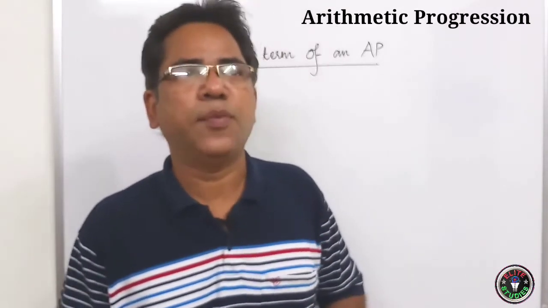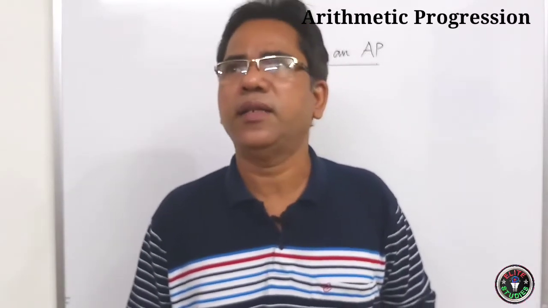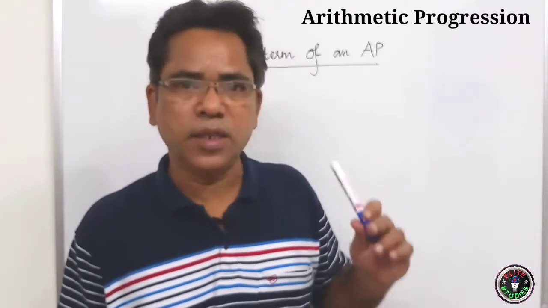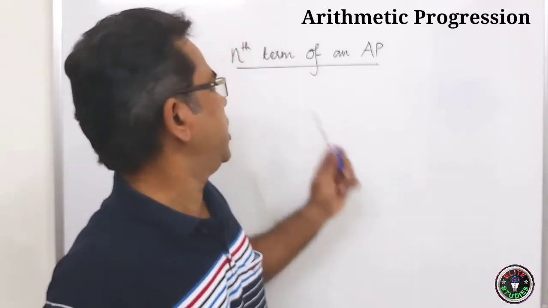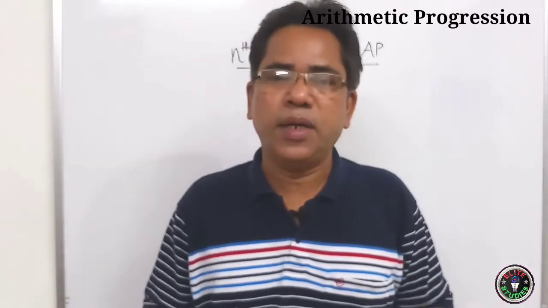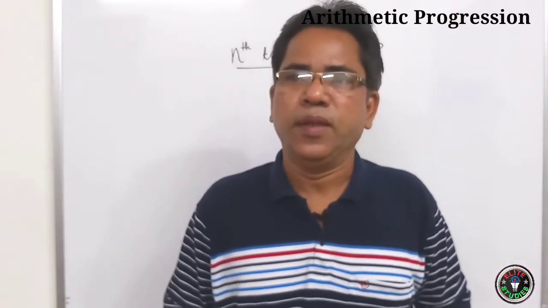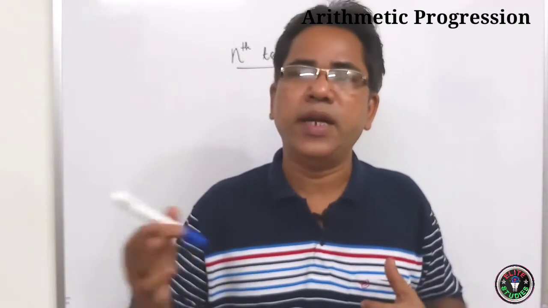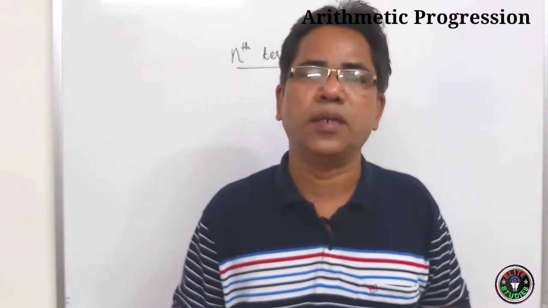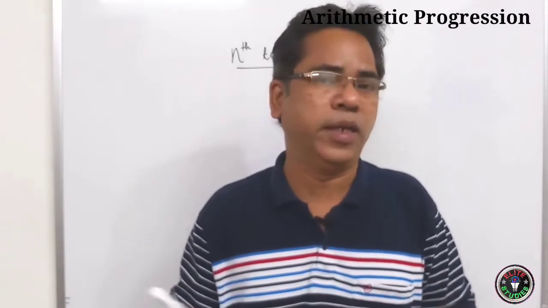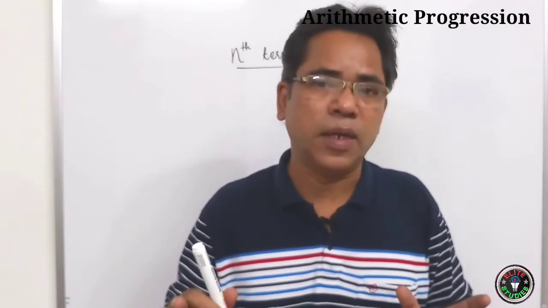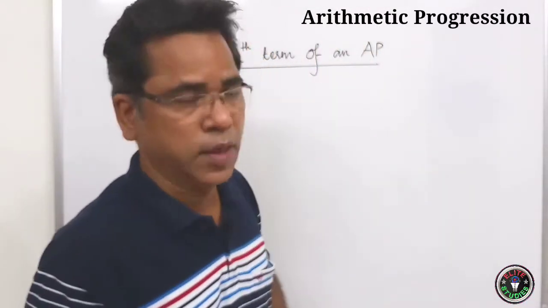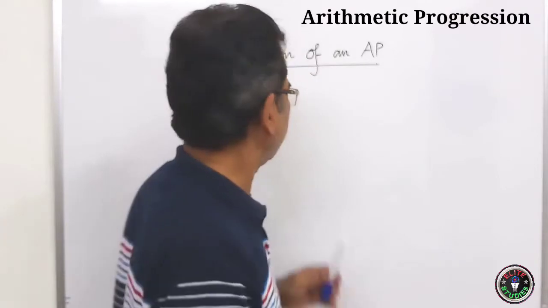In the previous class I taught you exercise 5.1, and that particular exercise is not very important from the examination point of view, but this is extremely important. Unless you understand this nth term of an AP, it is completely useless to go through this chapter. Clear? The very next exercise, which we are going to study, is 5.2, and then 5.3. These two exercises are very important, and you cannot understand them if you don't understand the nth term of an AP. So let's start.